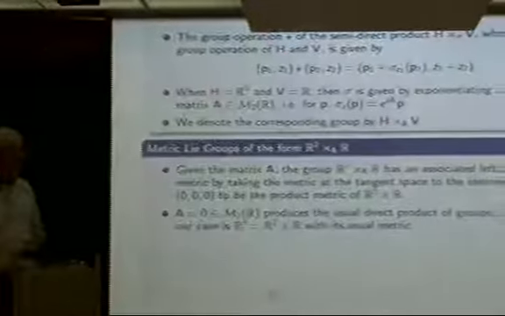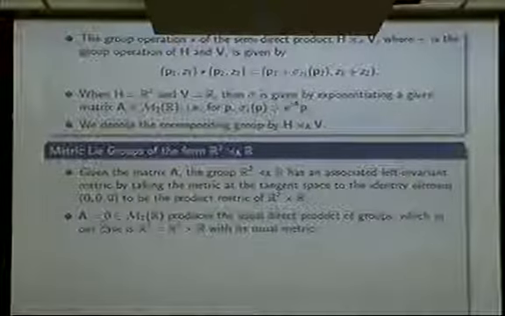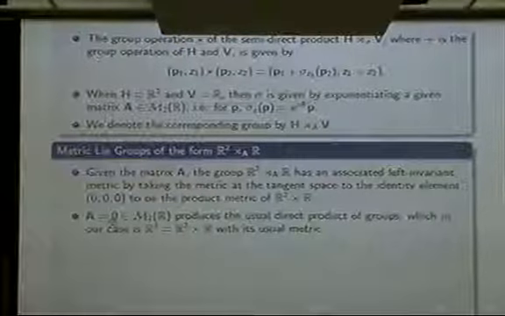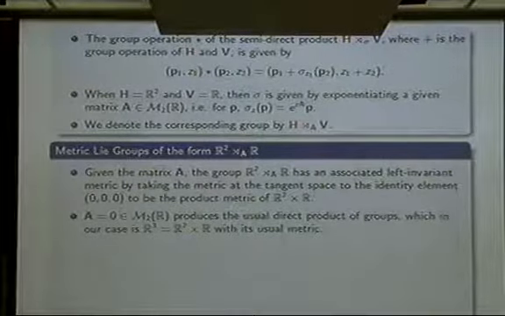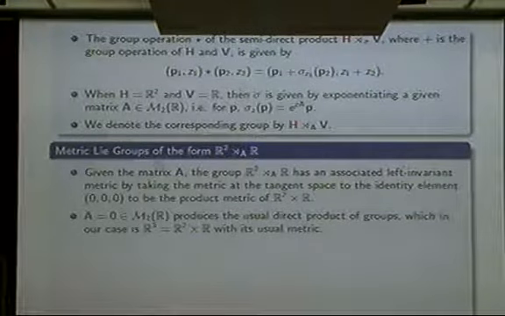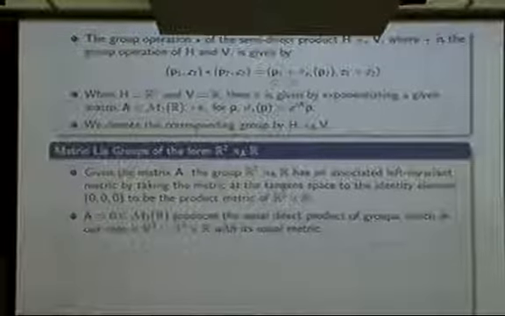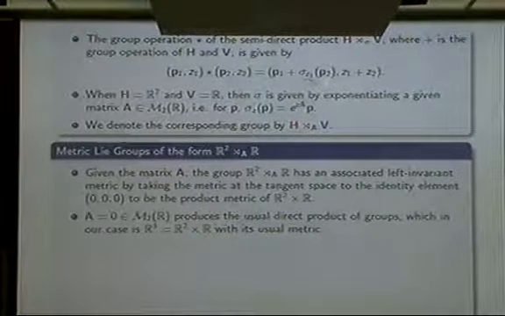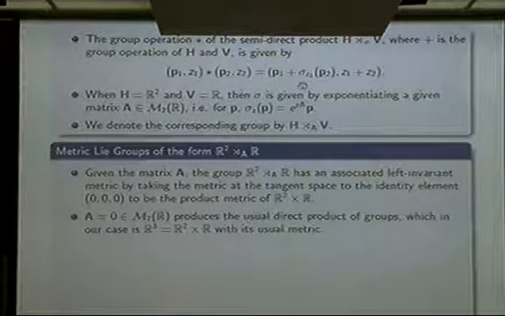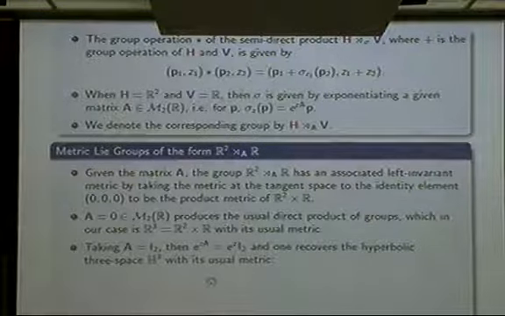Okay, the simplest matrix to pick, of course, is just the zero matrix. If you exponentiate the zero matrix, you get the identity matrix. So this is just the identity matrix applied to P2. So this is going to give you P1 plus P2, and we just get back the usual group operation. Okay, and the usual metric.